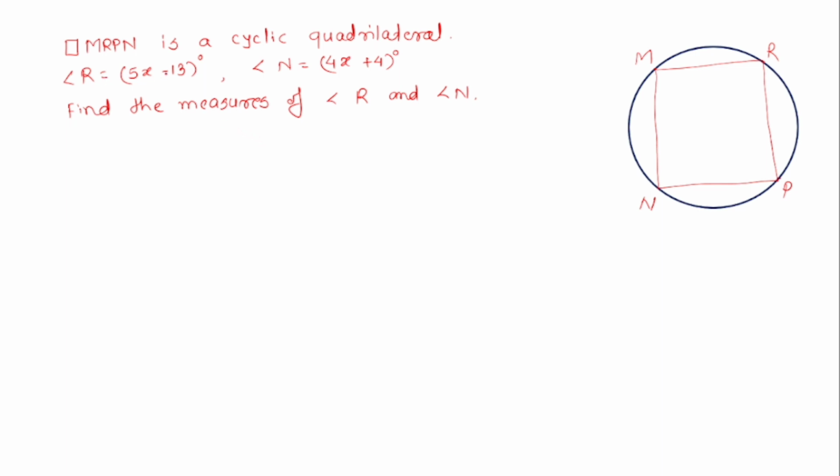Now the measure of angle R is given to be 5x minus 13 degrees and the measure of angle N is 4x plus 4 degrees. So these are the opposite angles of a cyclic quadrilateral, and we have one property of opposite angles of a cyclic quadrilateral. The opposite angles of a cyclic quadrilateral are supplementary, so we are going to use that property.